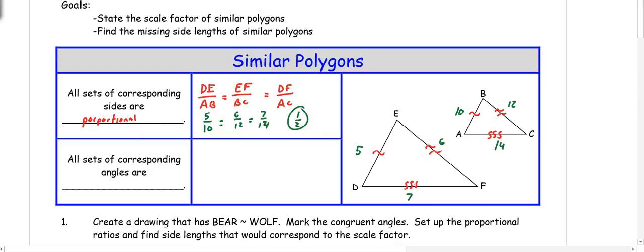In similar polygons, all of our angles are also congruent. So corresponding angles are congruent. So D is congruent to A, E is congruent to angle B, F is congruent to C.